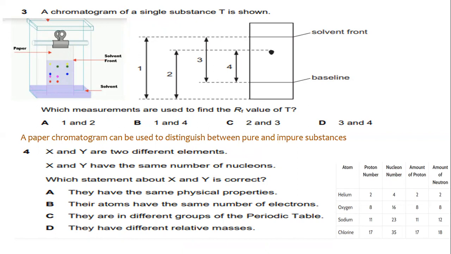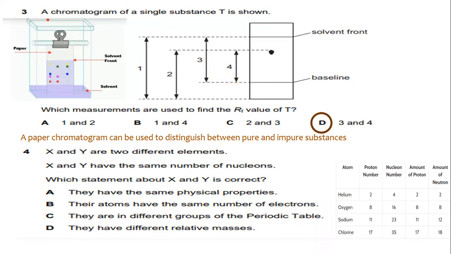From this diagram, we can see that the starting point to measure the value is from the solvent front, which you also have in this diagram, and to the baseline. So the nearest answer to this question would be 3 and 4, which is the answer D.